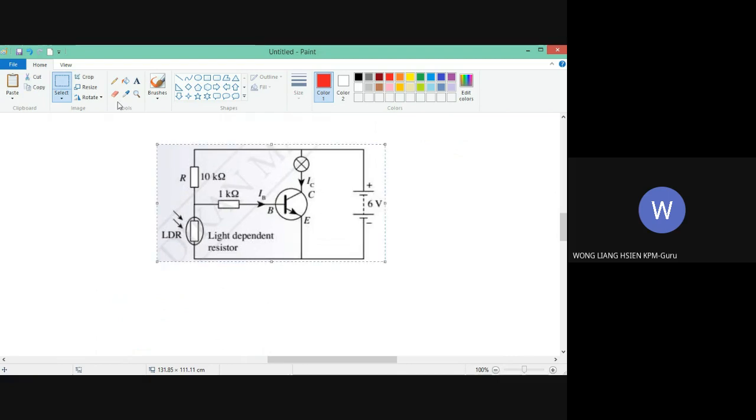Okay, during night time, this resistance becomes very high, for example 1 mega ohm. So let's calculate how much the voltage is.